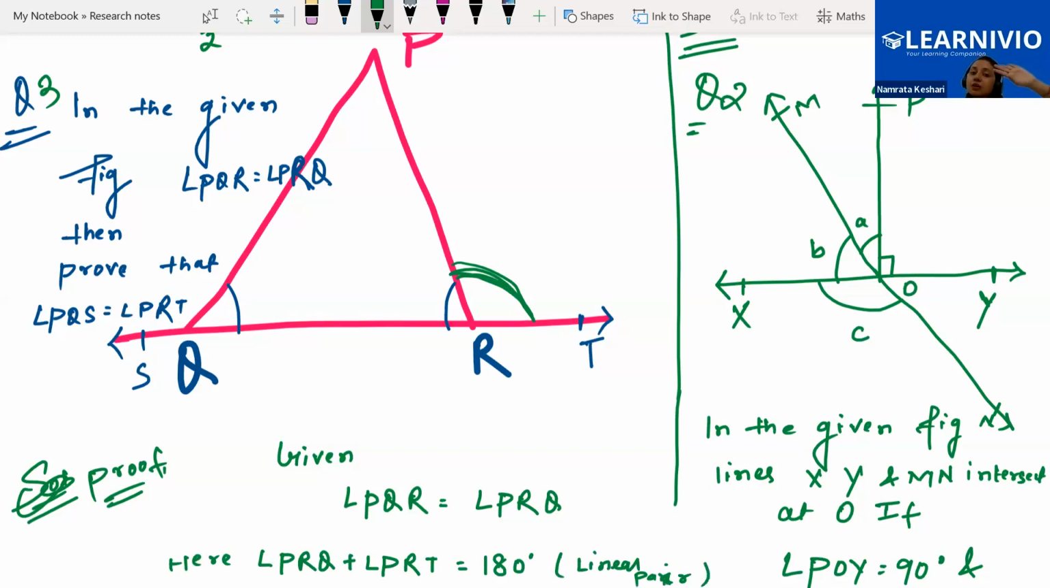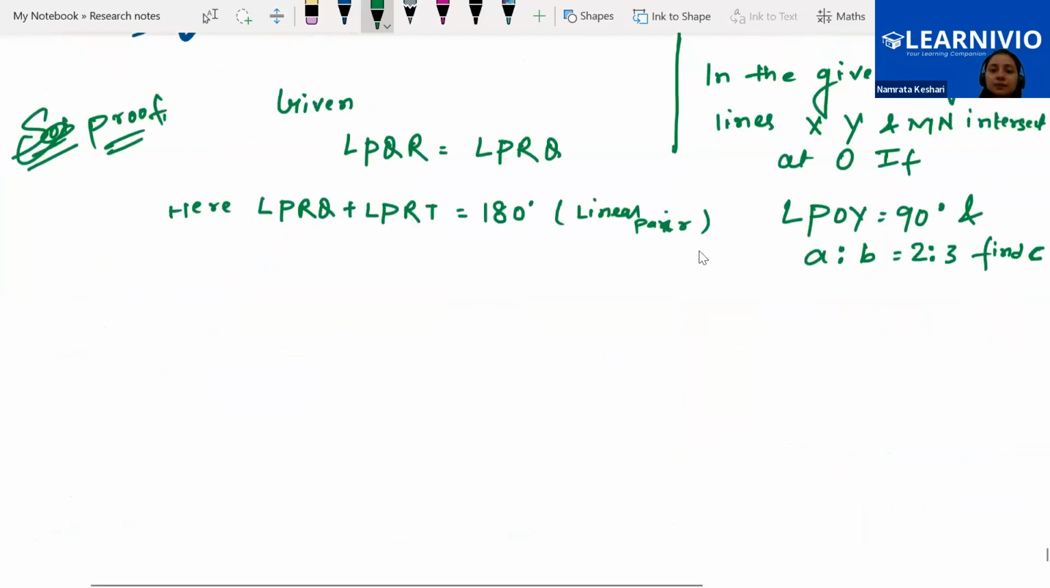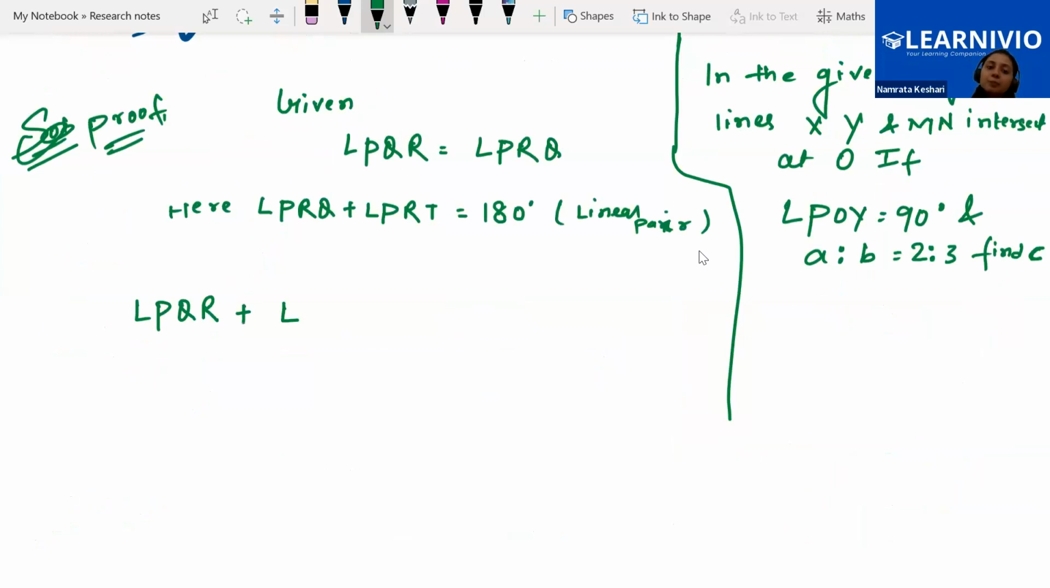Similarly, we can say for the left angle also that angle PQS plus angle PQR is equal to 180 degrees. Okay, PQR plus PQS is 180 degrees. Again, it's a linear pair.